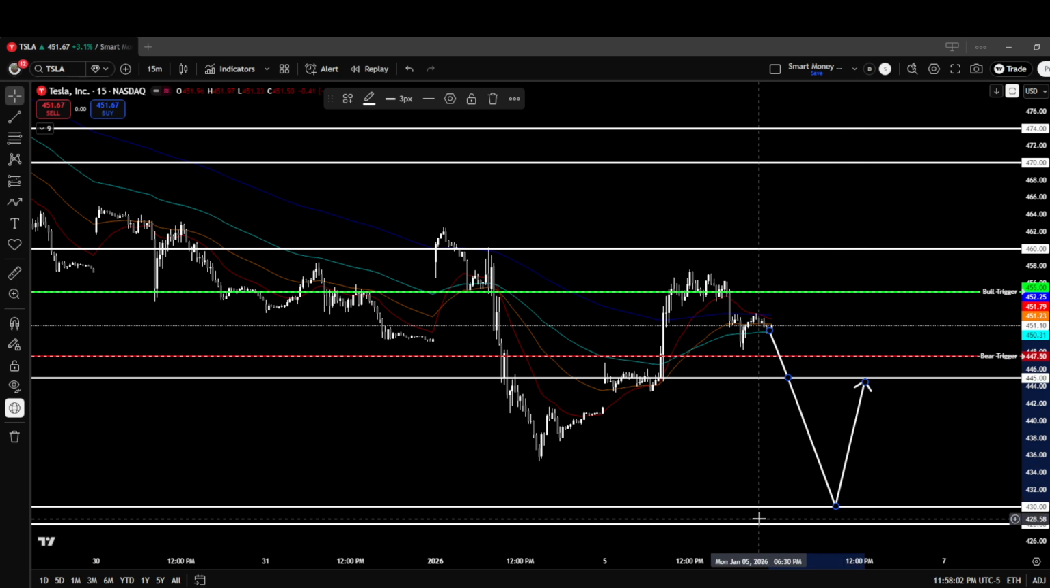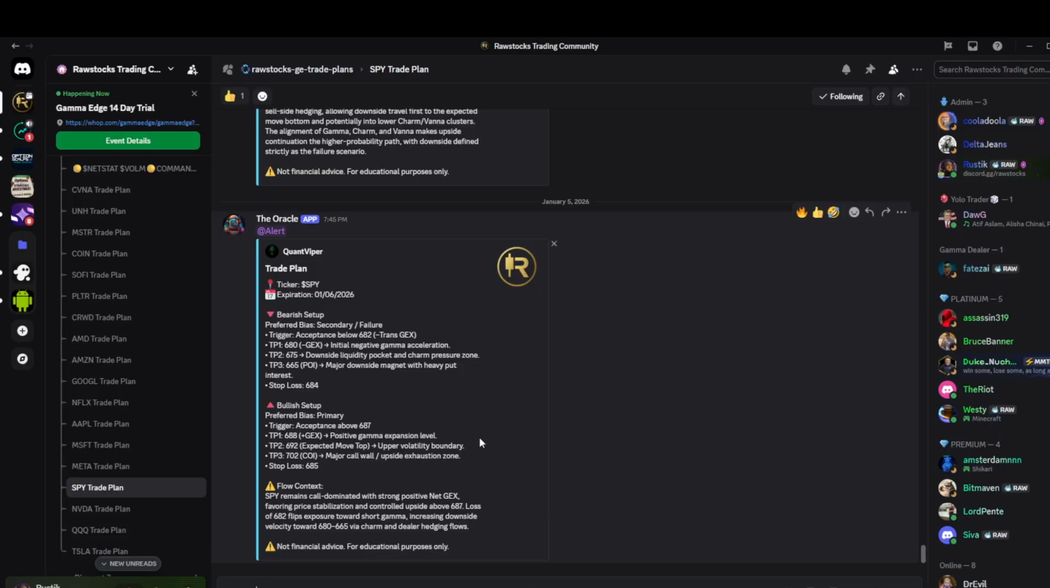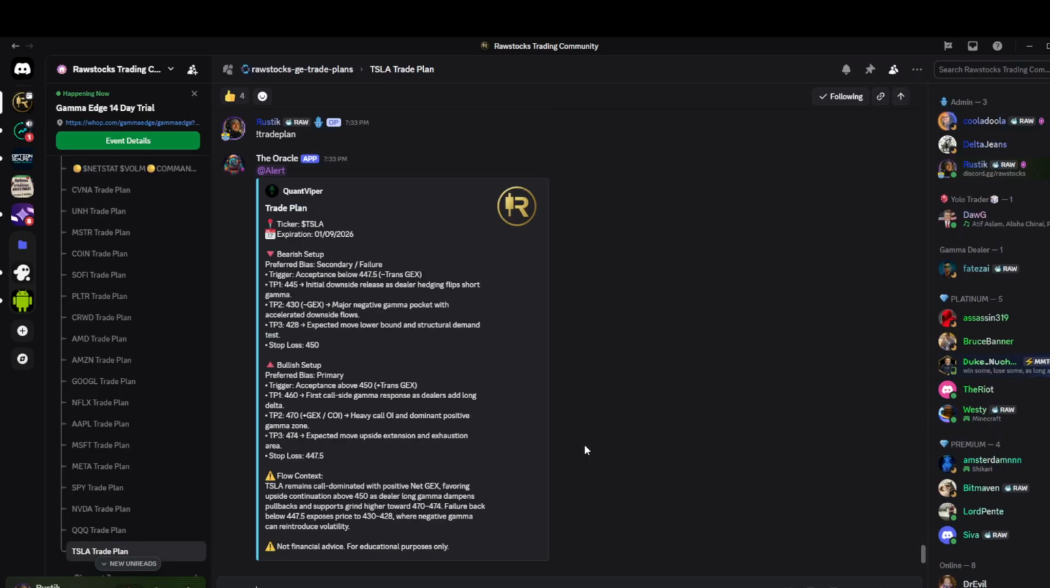Again, these trade plans are all posted on the Discord. You can see here, if we take a look at Tesla, here's our trade plan posted up every single day. It gives you the bear case, gives you the bull case, lets you know, in this case, the bull case is our primary bias, the bearish is our secondary bias or our failure to achieve the bull case. We give you some flow context.